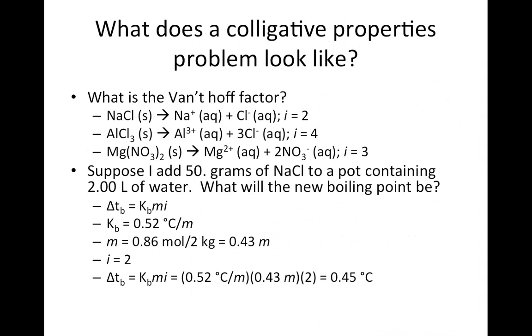Plugging these values into the equation, we get delta TB equals 0.45 degrees Celsius. This means that the change in the boiling point is 0.45 degrees, meaning that when you add 50 grams of salt to 2 liters of water, the boiling point increases by 0.45 degrees. Since the boiling point of water alone is 100 degrees Celsius, the new boiling point of the new solution is 100.45 degrees Celsius.